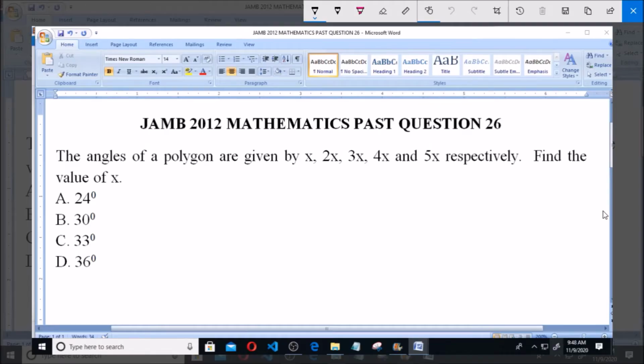I'll be answering JAMB 2012 Mathematics Past Question 26. The angles of a polygon are given by x, 2x, 3x, 4x and 5x respectively. Find the value of x.